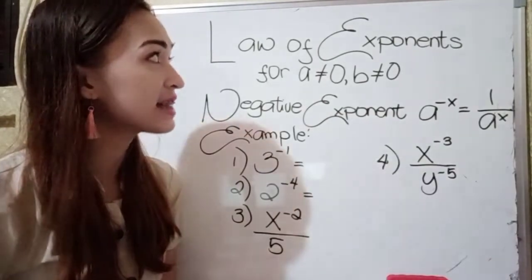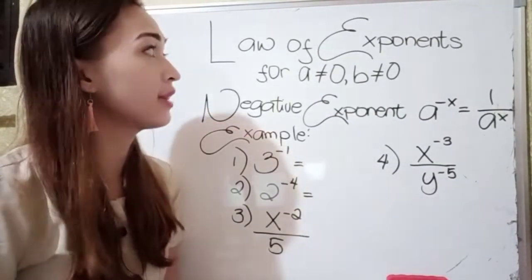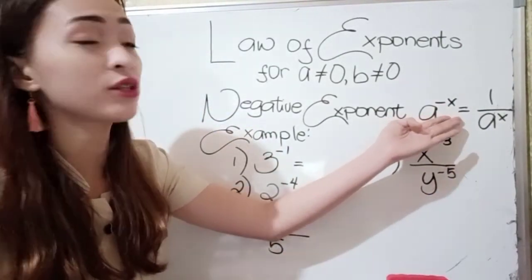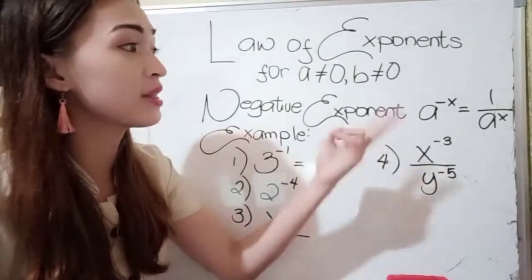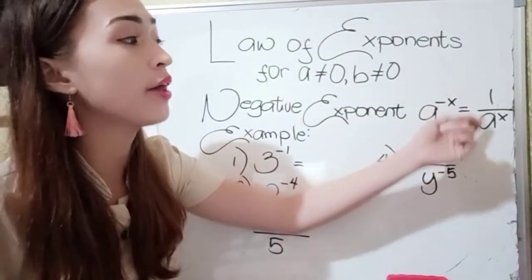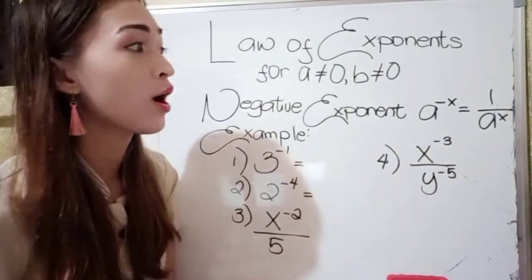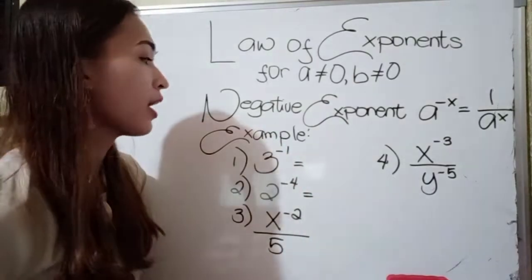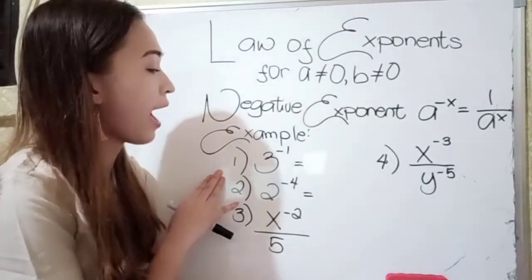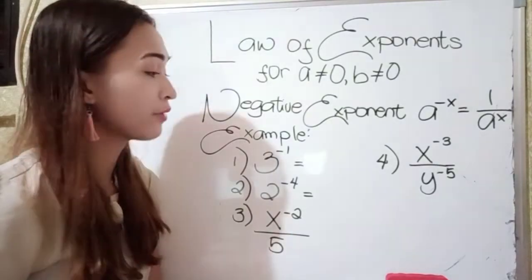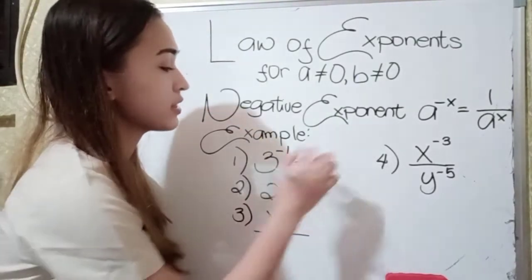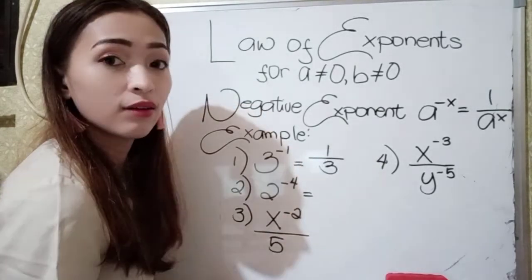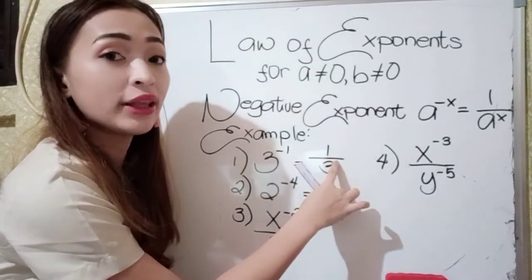Alright, for the last law of exponents, we have the negative exponent, where a raised to a negative exponent becomes the reciprocal of a. So it will become 1 over a raised to x. You're just going to get the reciprocal. First, number 1, we have 3 raised to negative 1. Again, get the reciprocal of 3, so it will become 1 over 3. Now we will not write the 1 here.